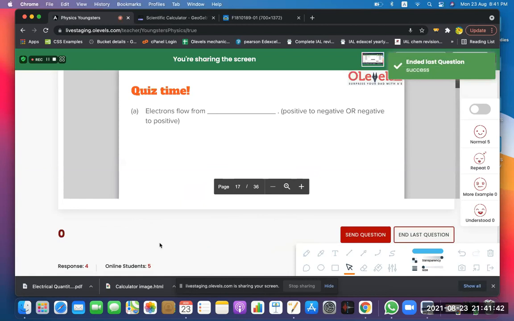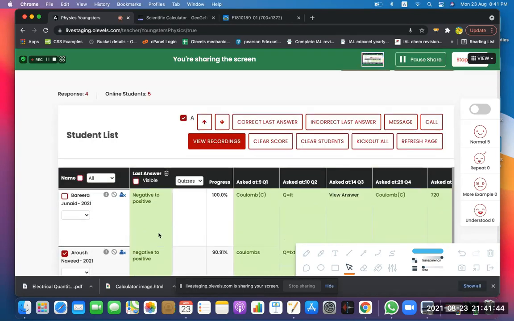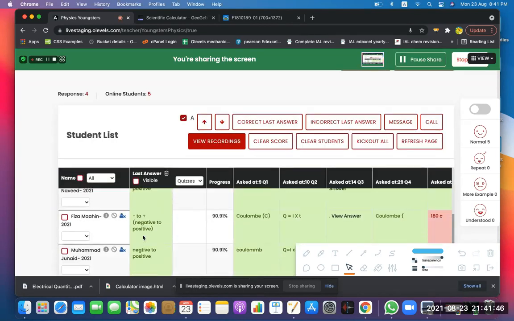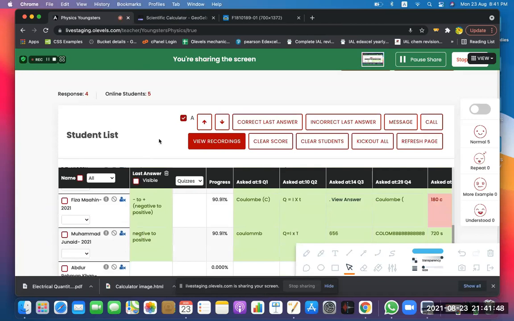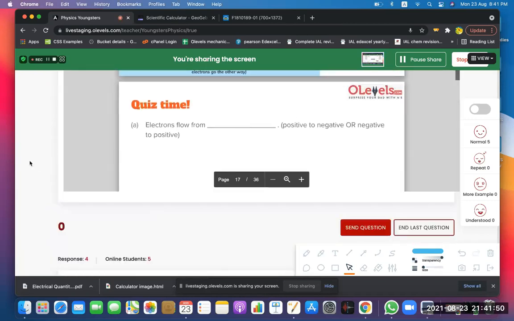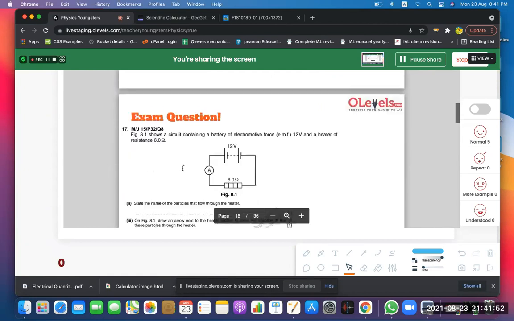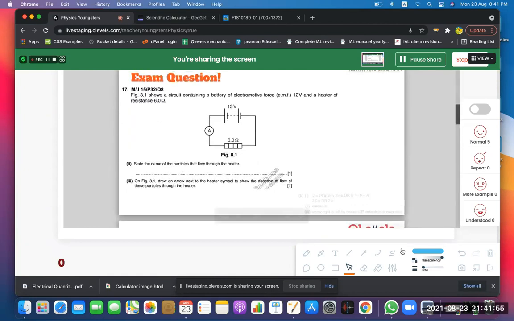Let's view. Electrons flow from negative to positive, negative to positive, negative to positive. Everyone, very good, everyone. You all have written correctly. Very good. Keep it up. Now, we have an exam question here. Let's solve this exam question together.